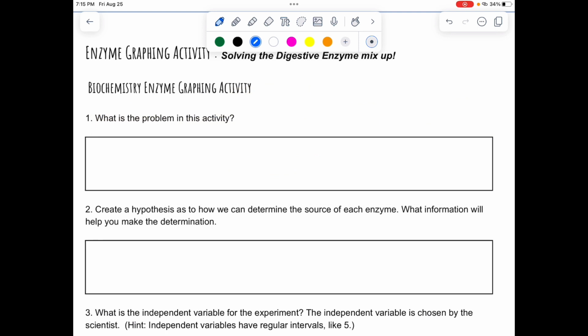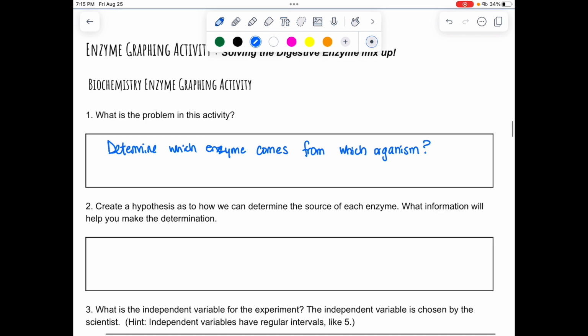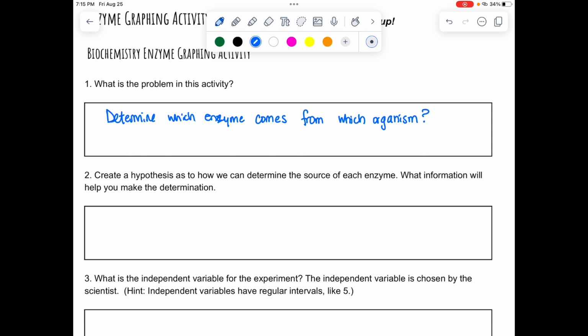Okay, so the first thing, what is the problem in this activity? The problem is that we need to determine which enzyme comes from which animal. So that's our first problem. Determine which enzyme comes from which organism. So we've got 3 enzymes, and we need to determine which one comes from the bacteria and which 2 come from the mammal. So we're going to create a hypothesis as to how we can determine the source of each enzyme.